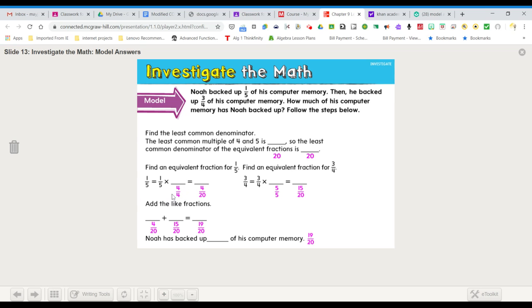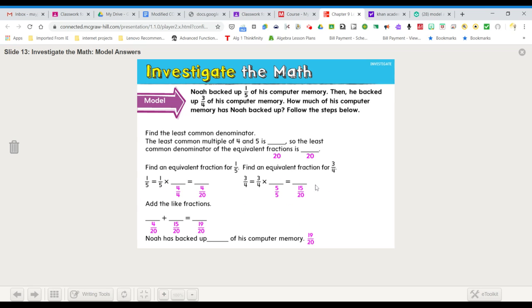So that's why this 4/4 shows up. And if you think of 4/4 as equal to 1, you're not really changing the value, because anything times 1 equals itself. You're creating an equivalent fraction. Remember, we talked about equal value. So 1/5 times 4/4 is 4/20. So you multiply straight across. 1 times 4 is 4, and 5 times 4 is 20.